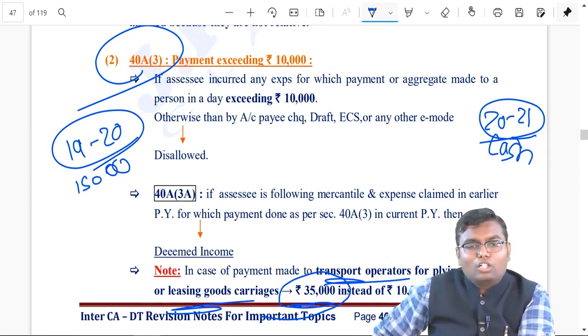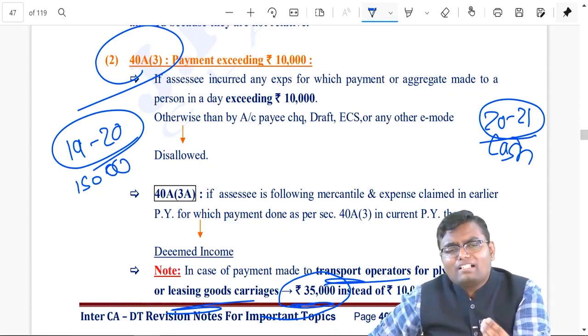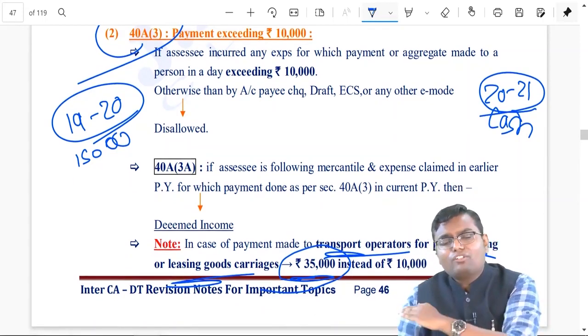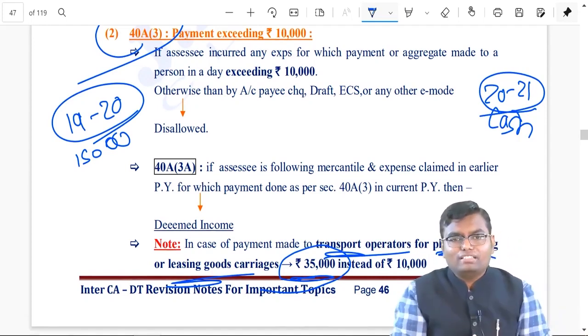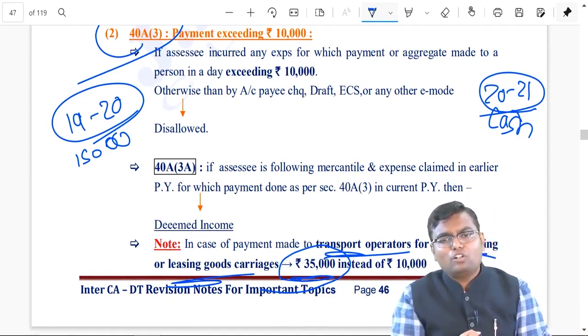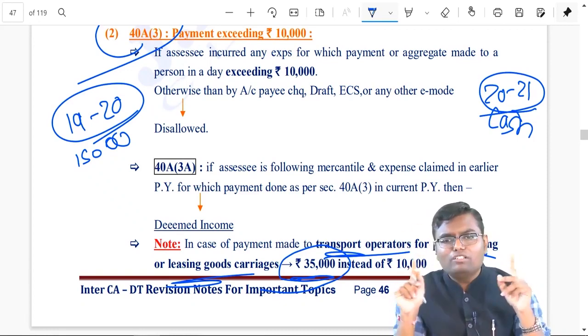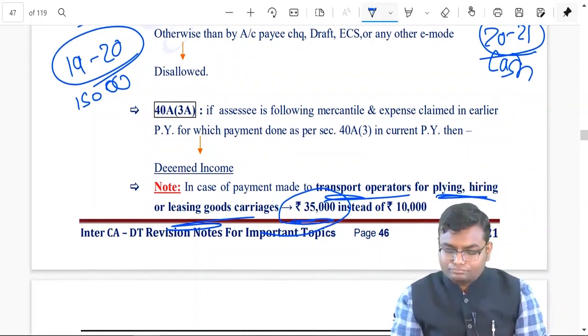Now government said, whatever deduction you have claimed in 1920, please add into your income as a deemed income. So if you have claimed deduction in any earlier year for which you are making the payment in this year, which is in contravention of 40A3, then whatever payment you are doing in contravention will be treated as the income of the current previous year. The word you will not use is disallowed, the word you will use is added to the income.